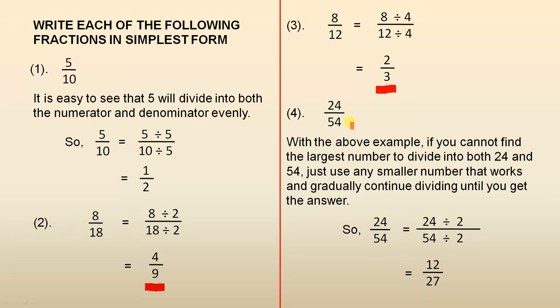24 over 54. With the above example, if you cannot find the largest number to divide into both 24 and 54, just use any smaller number that works and gradually continue dividing until you get the answer. So, we have 24 over 54. They're both even numbers, so they'll both divide by 2. 24 divided by 2 is 12. 54 divided by 2 is 27. Let's continue on the next slide.